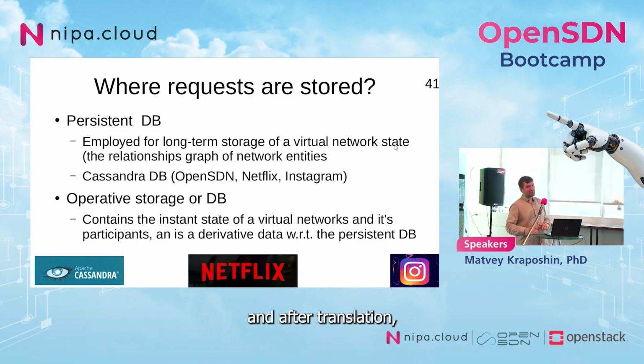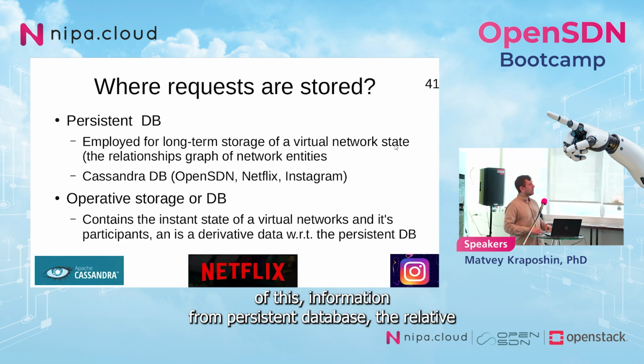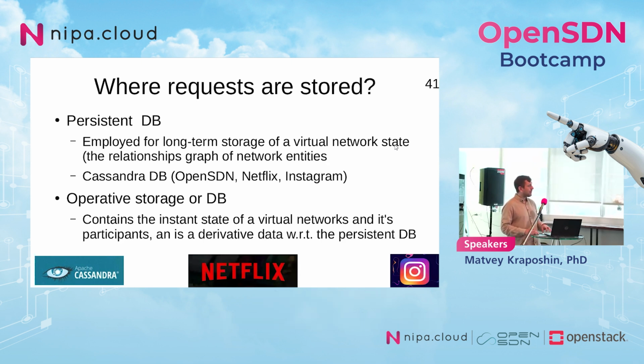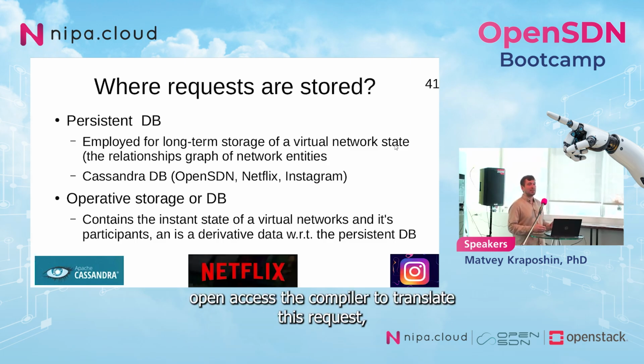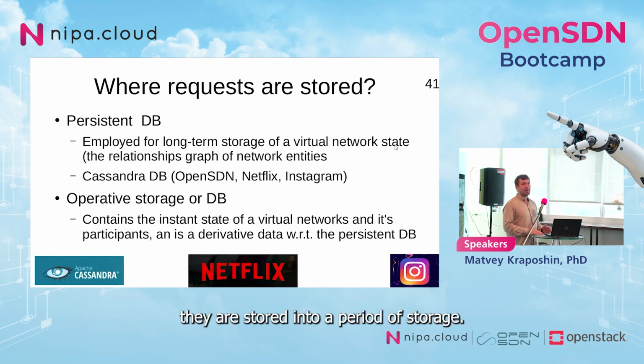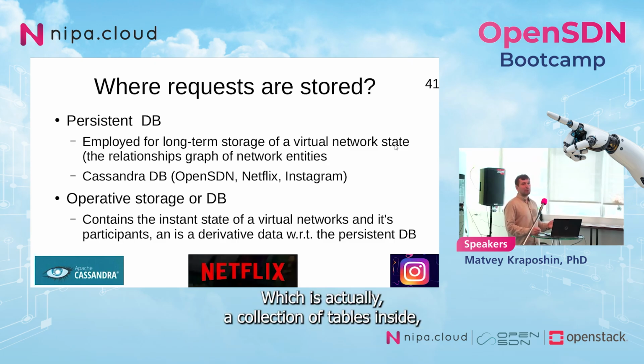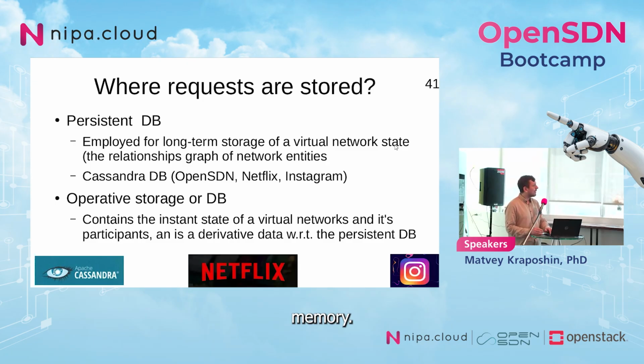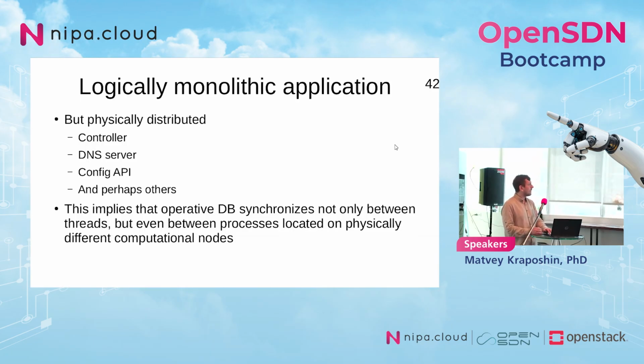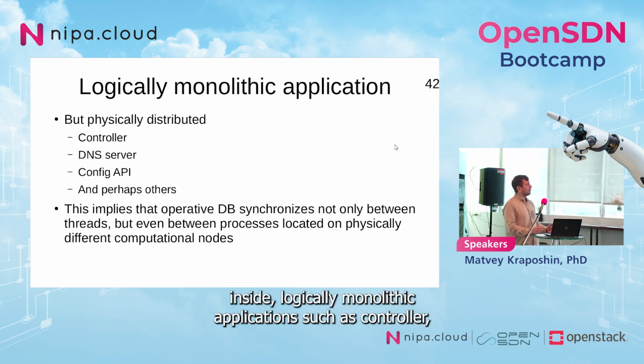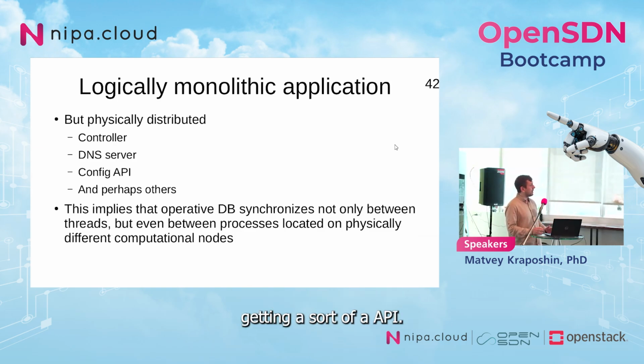And after translation of this information from the persistent database into the operative database, and we know now that OpenSDN acts as a compiler to translate this request. They are stored into operative storage, which is actually a collection of tables inside memory. Translation happens inside logically monolithic applications such as controller, DNS server, config API.